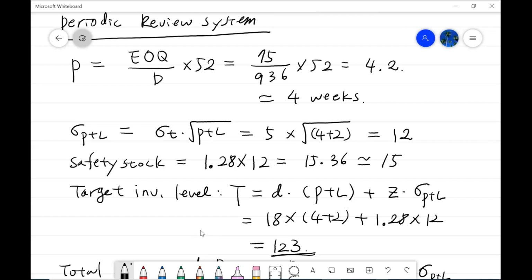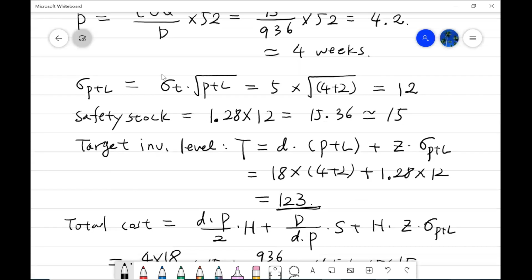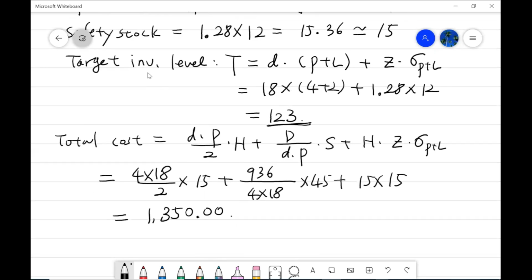Whenever I place an order, I order a certain amount to increase my inventory level from the current one to 123 units. For example, 4 weeks later, when I visit my warehouse, I find the inventory level is 30 units. Then how much do I have to order? I have to order enough to increase from 30 units to 123, so 93 units in total. If I order that way, what happens to my annual total cost, including the cycle inventory, safety stock holding cost, and the ordering cost? That is $1,350.